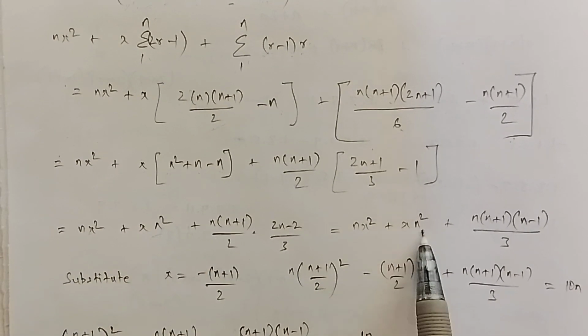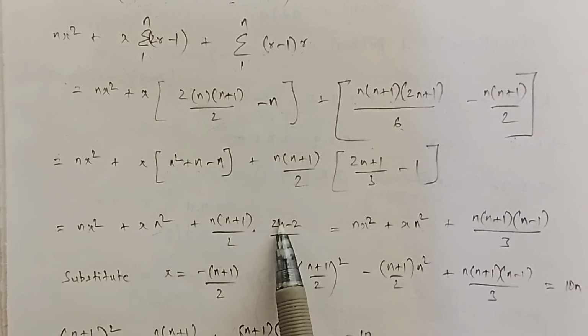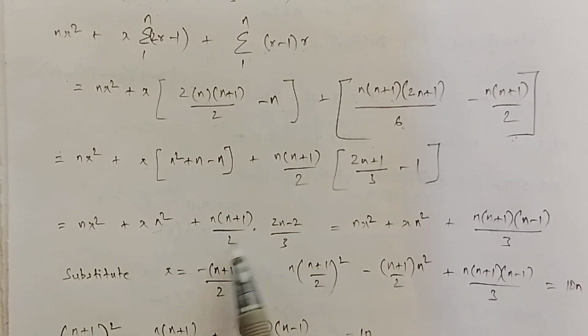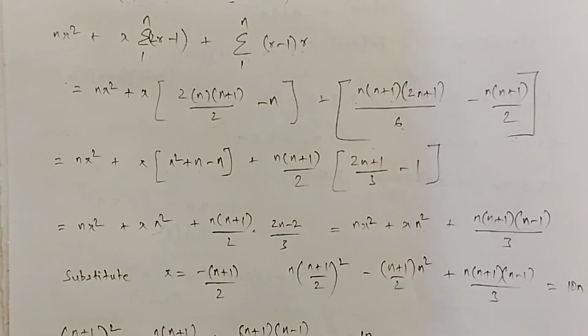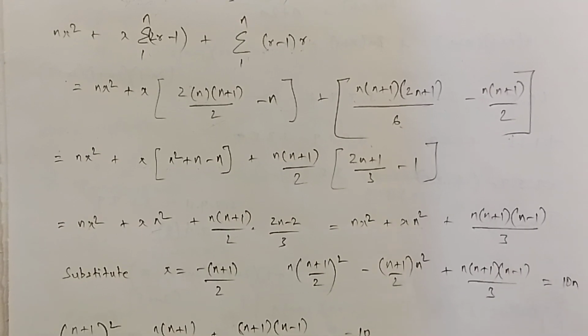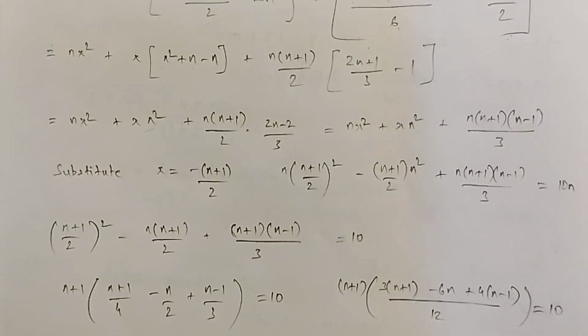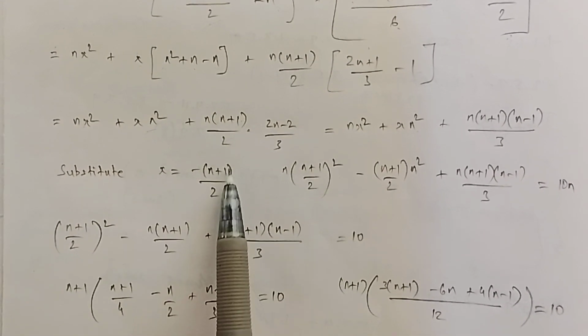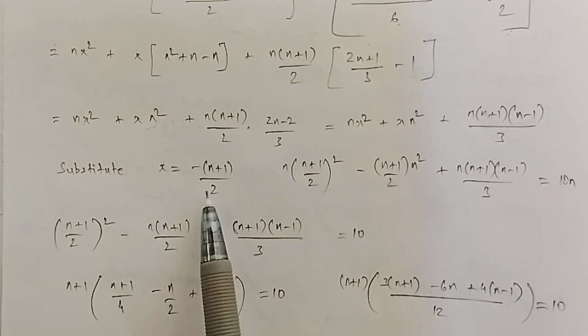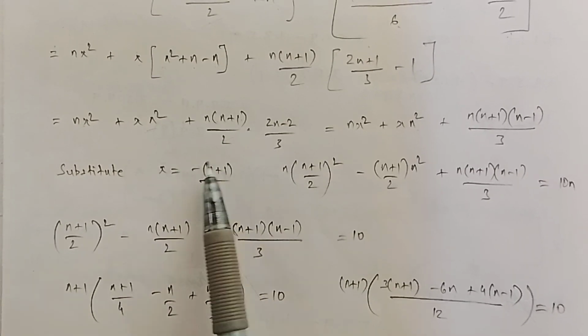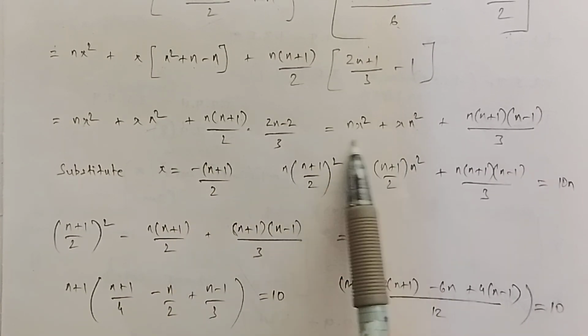We have nx square and xn square, and n into n plus 1 and 2. Here we can take 2 common. That 2 and this 2 will get cancelled, leaving n minus 1 by 3. Right. Now earlier we had already figured out that x is equal to minus of n plus 1 by 2. Now we will substitute x equals minus of n plus 1 by 2 in this equation.